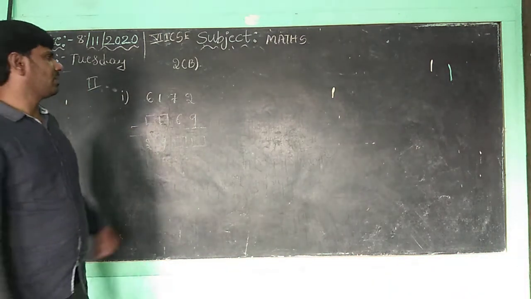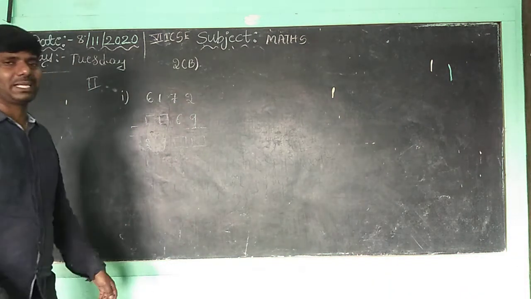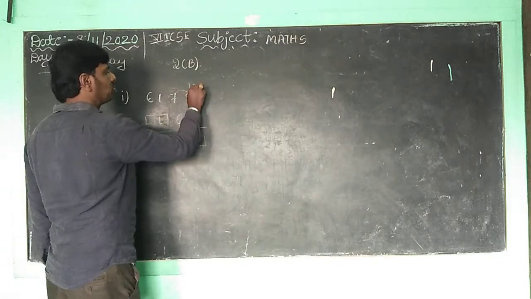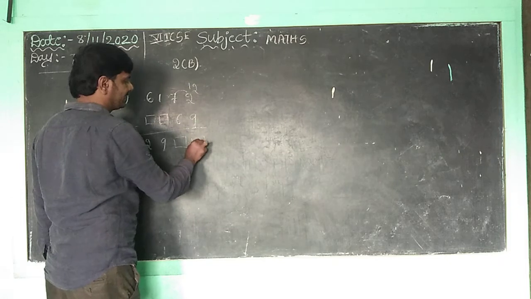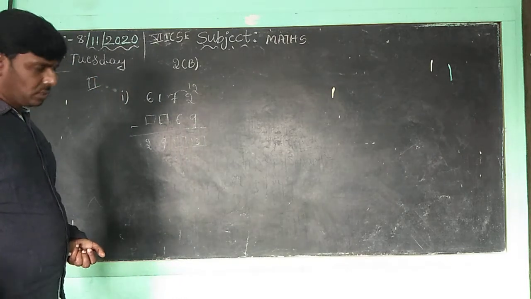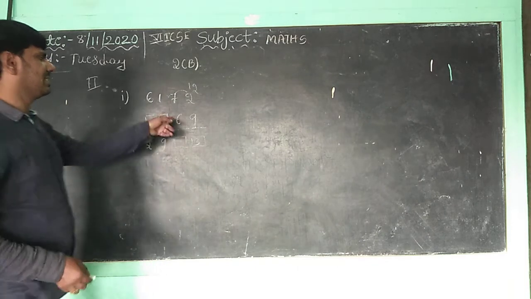Correct, children? Children, now you want to subtract here. 2 cannot be subtracted from the 9. So now you want to write this one. Here 12. 12 minus 9 is 3, children. 12 minus 9 is 3. Okay, children. Now we want to take here 6 minus 6 is 0.